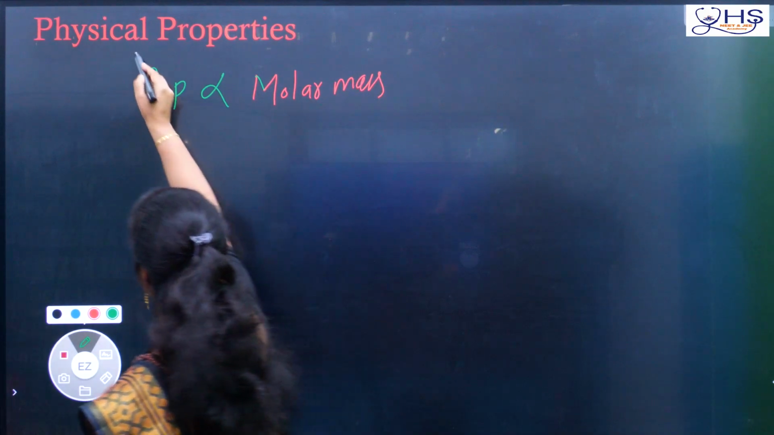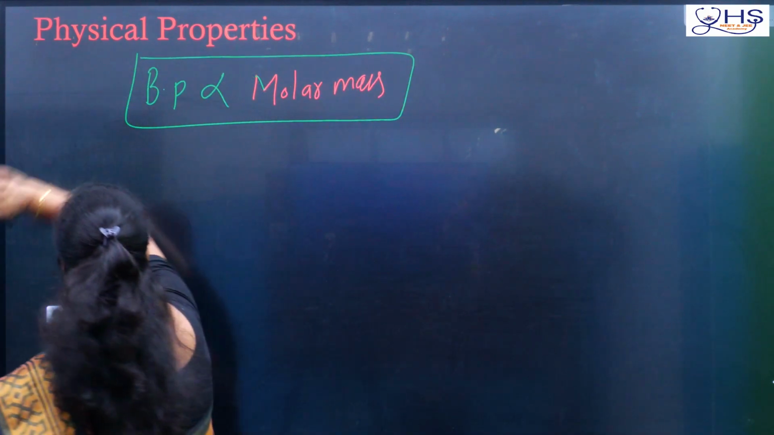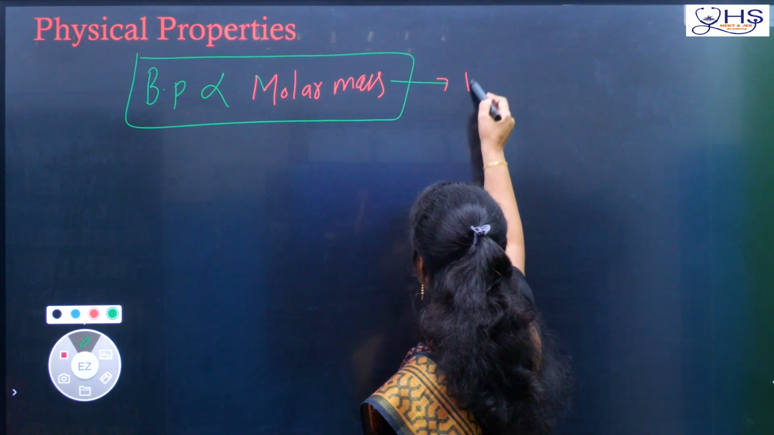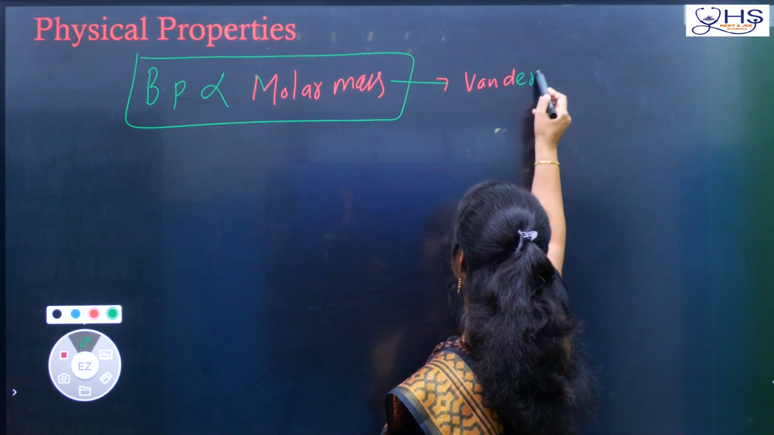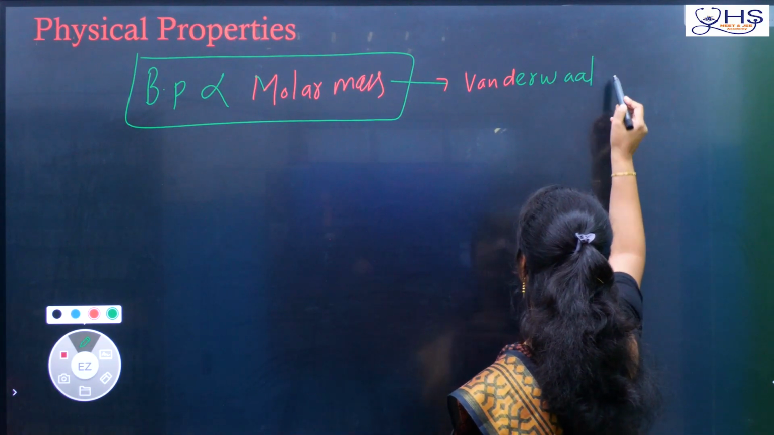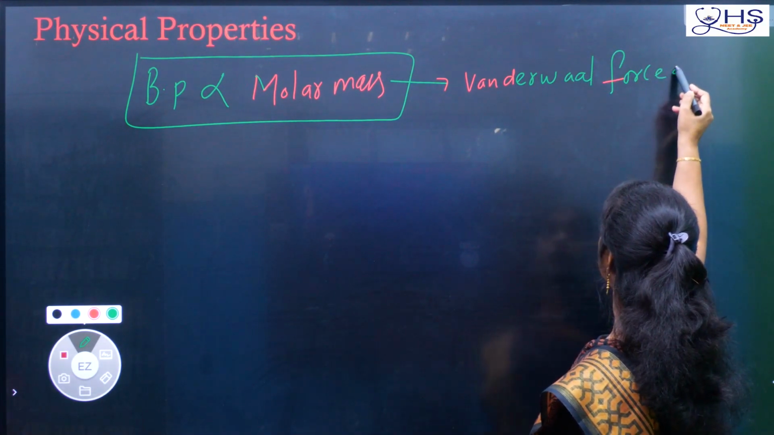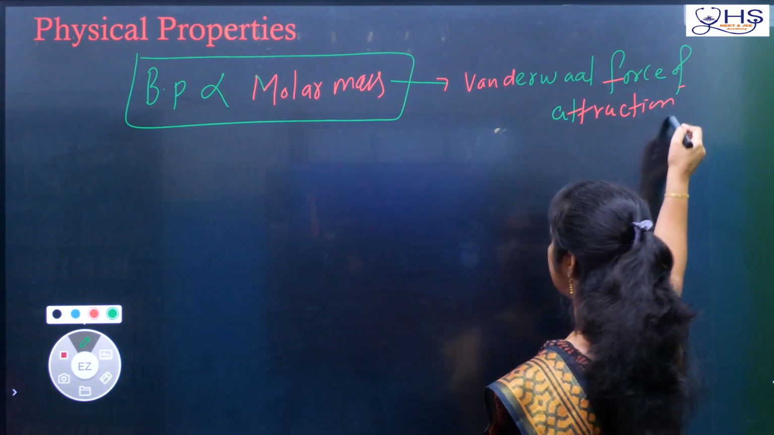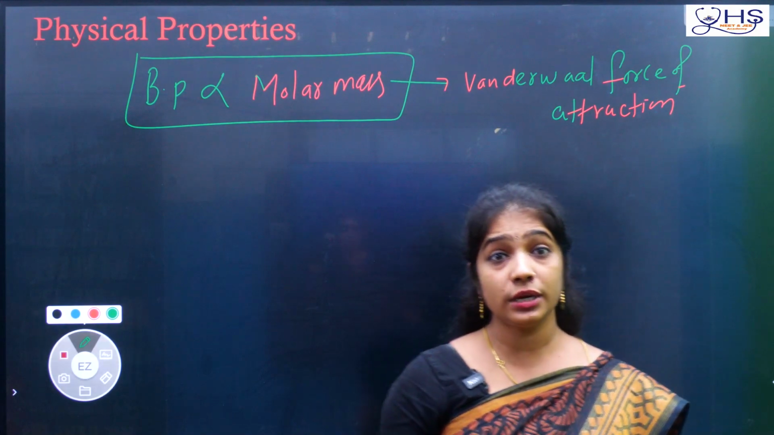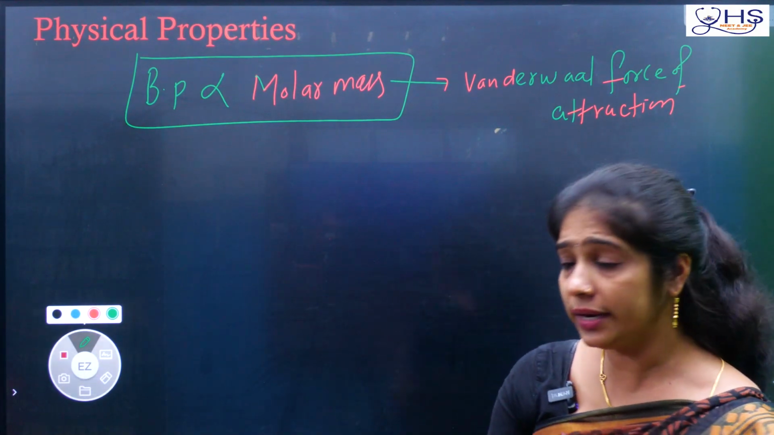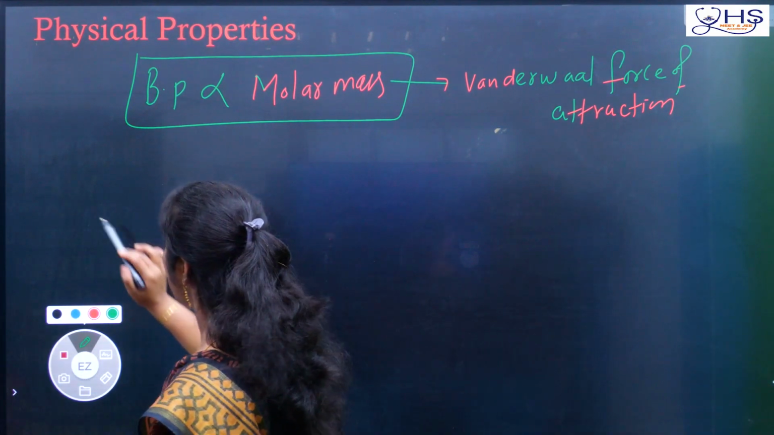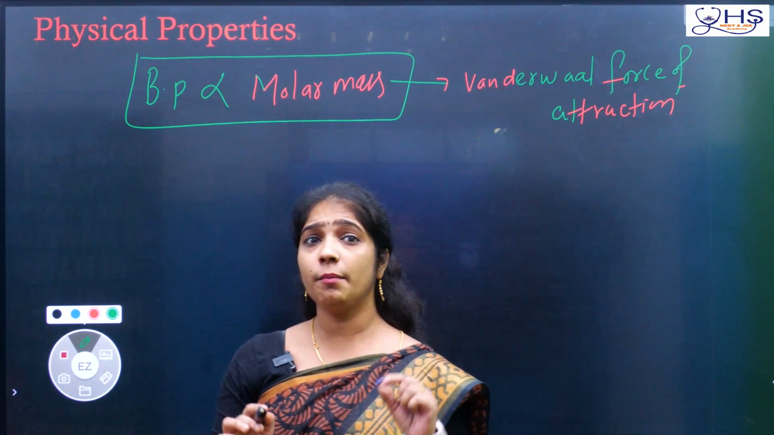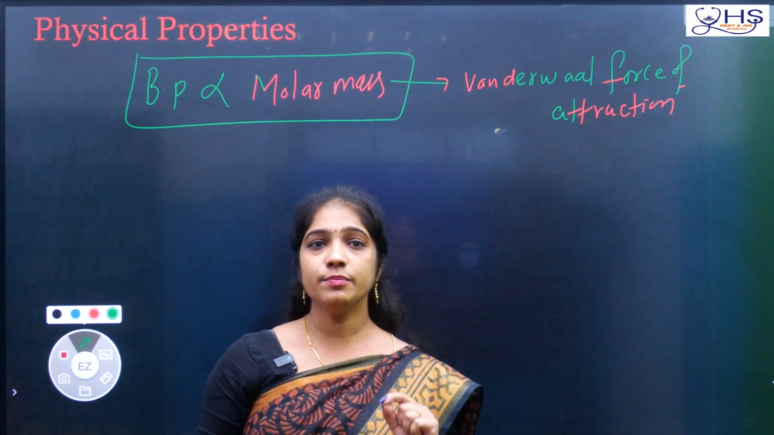Why is it so? Because molar mass is directly proportional to van der Waals force of attraction. Now, if I am taking the same family, I can take aldehyde, ketone, alcohol, amines, whatever, within the same family, what are we going to check? We are going to check the molar mass. Molar mass means number of carbon. As the number of carbon atoms increases, boiling point increases.